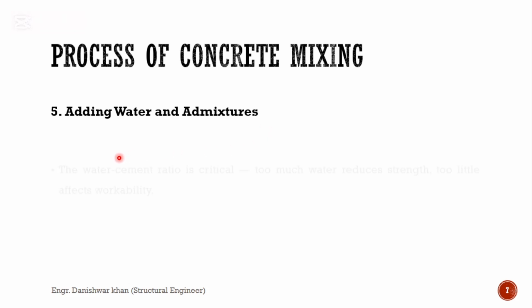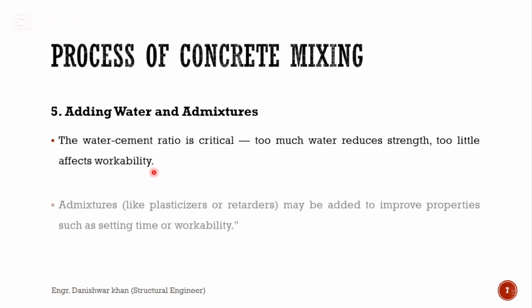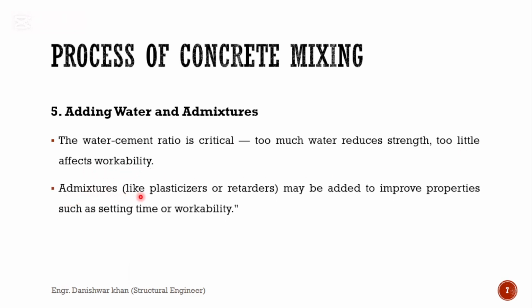Adding water and admixtures. Water is added carefully to achieve the desired workability without weakening the concrete. The water-cement ratio is critical. Too much water reduces strength, too little water affects workability. Admixtures like plasticizers and retarders may be added to improve properties such as setting time or workability.